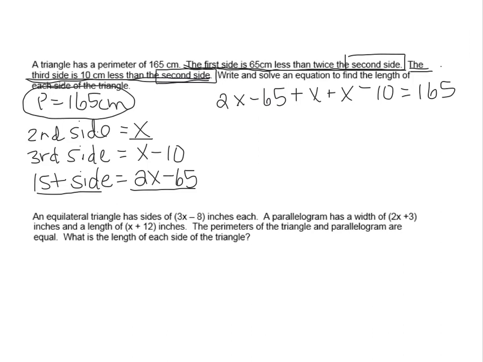So your equation here is 2x minus 65 plus x minus 10 equals 165. I don't need to help you with the rest. You guys know how to solve equations: combine your like terms, get the x to one side, solve for x, and make sure that you answer the question. Find the length of each side of the triangle.